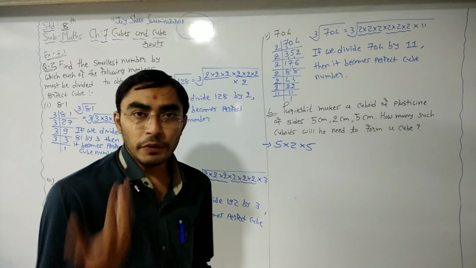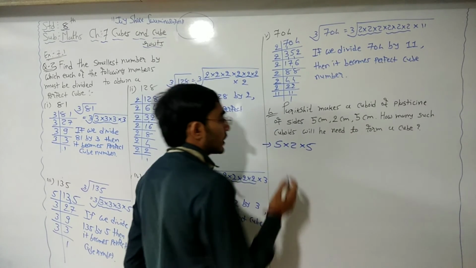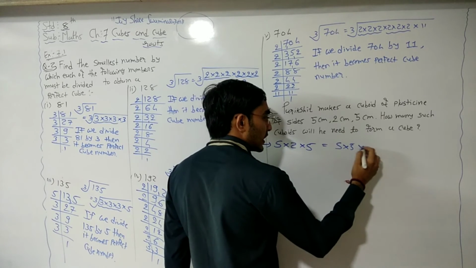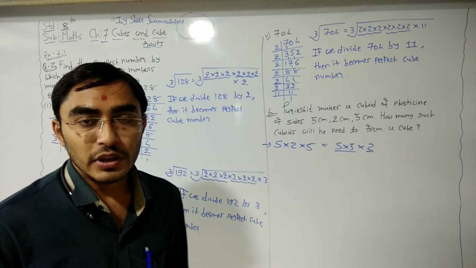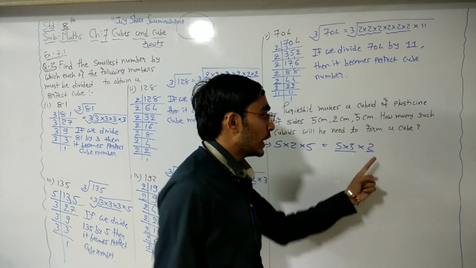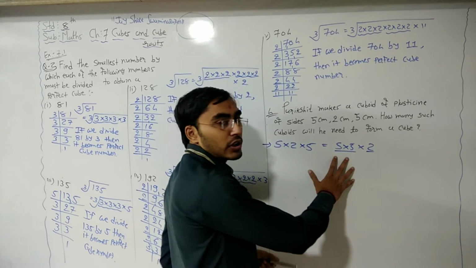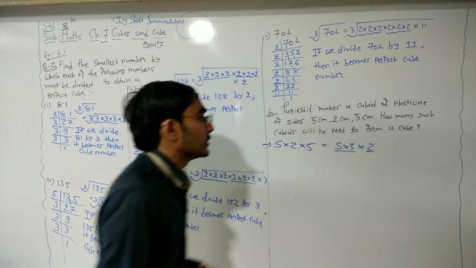So for that, what do we need to do? We need to make complete groups. Here we have 2 times 5. Just arrange the numbers: 2 times 5 and 1 time 2 we have. But for a cube root, we want 1 time 5 and 2 times 2. We want 1 time 5 and 2 times 2, so it becomes a perfect cube number.